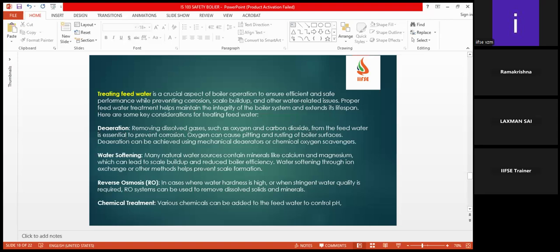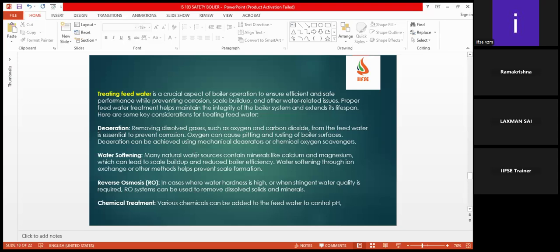Deaeration, so removing dissolved gases such as oxygen and carbon dioxide from the feed water, is essential to prevent corrosion. Oxygen can cause pitting and rusting of the boiler surfaces. Deaeration can be achieved using mechanical deaerators and also chemical oxygen scavengers. That is one option to remove the dissolved gases in the system.